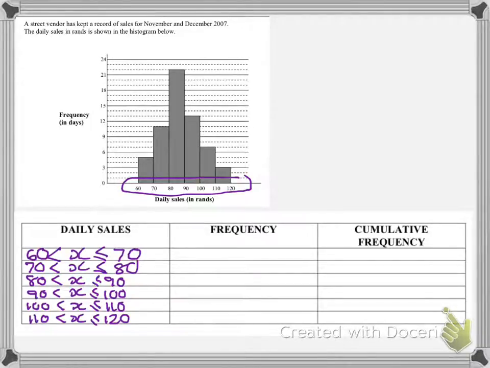We then need to look at the height of each bar to determine the frequency. So my middle column here is just how many days the daily sales met that amount. If we look at the daily sales of 60 to 70 rand, you'll see that it's in line with 5 days. So we're going to go 5 days. Then your 70 to 80 is in line with 11.